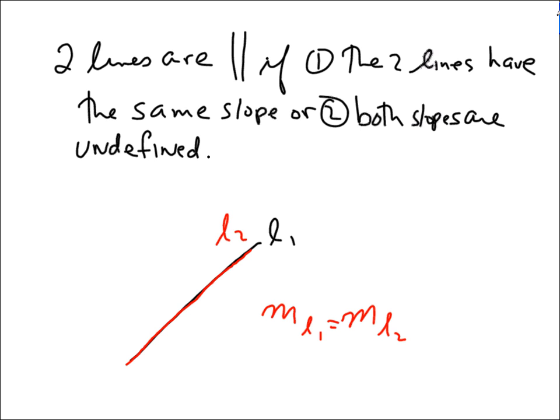Read the very top line. Two lines are parallel if the two lines have the same slopes. So this means, by definition, if the slope of line 1 equals the slope of line 2, that means line 1 is parallel to line 2.